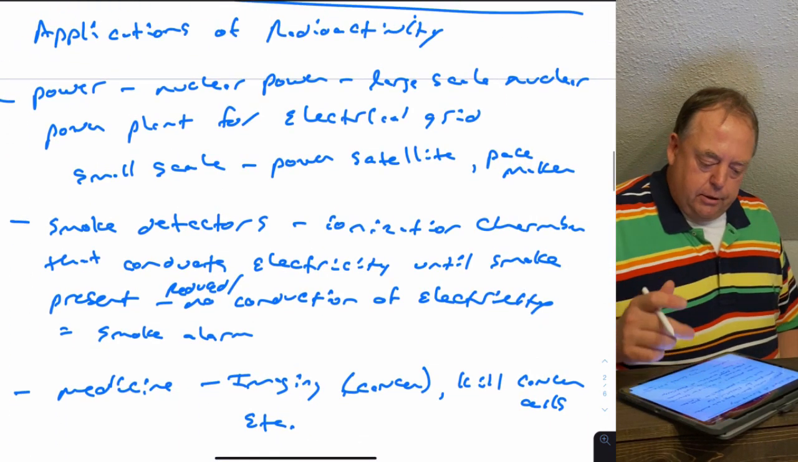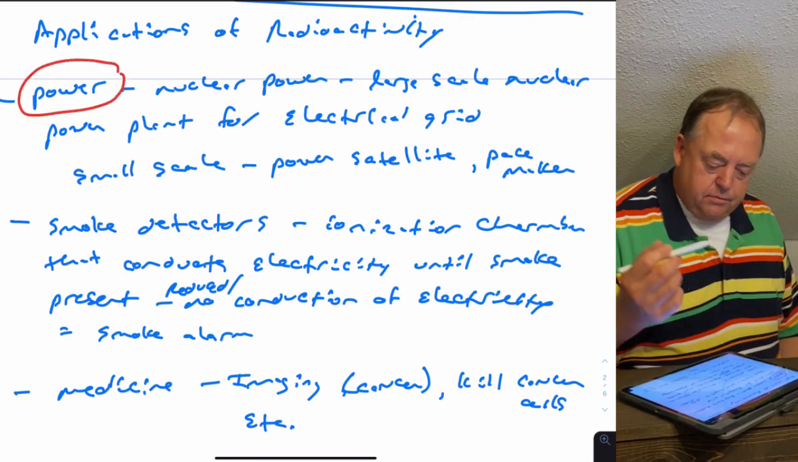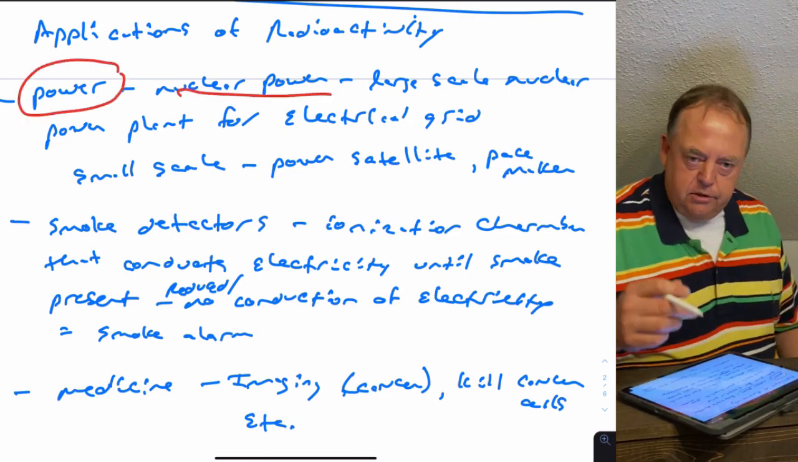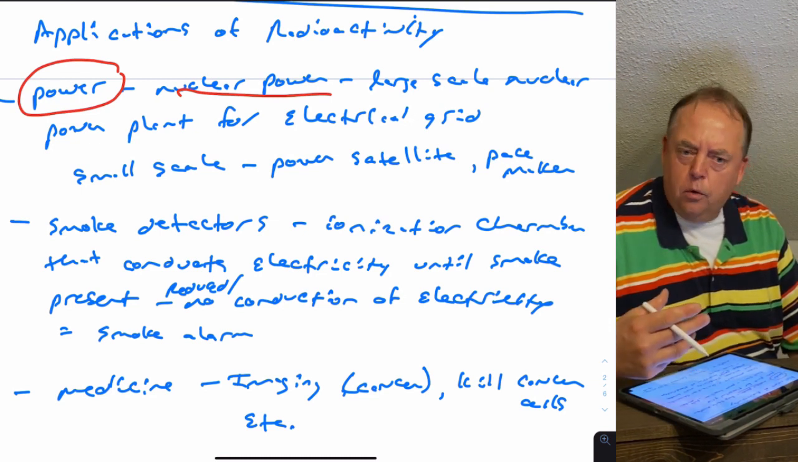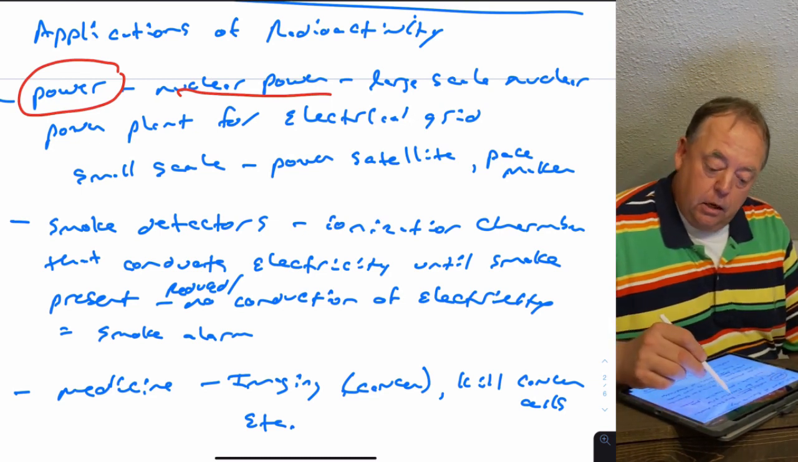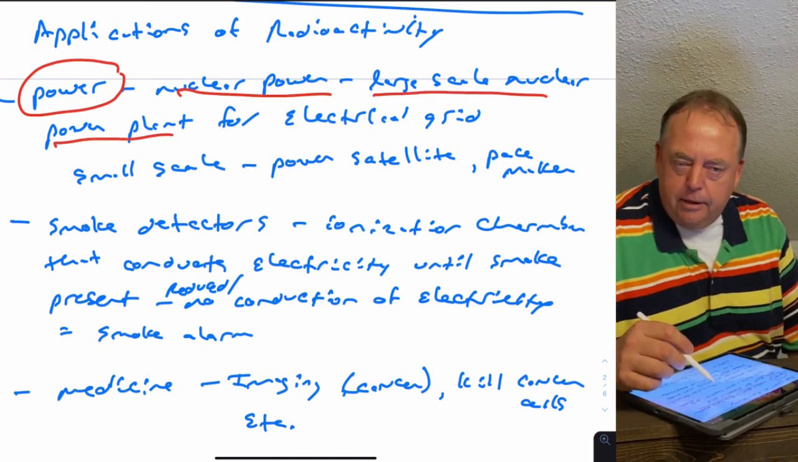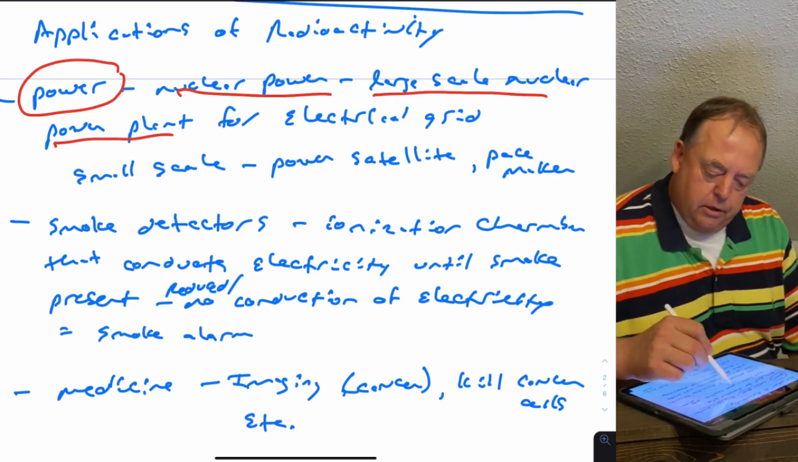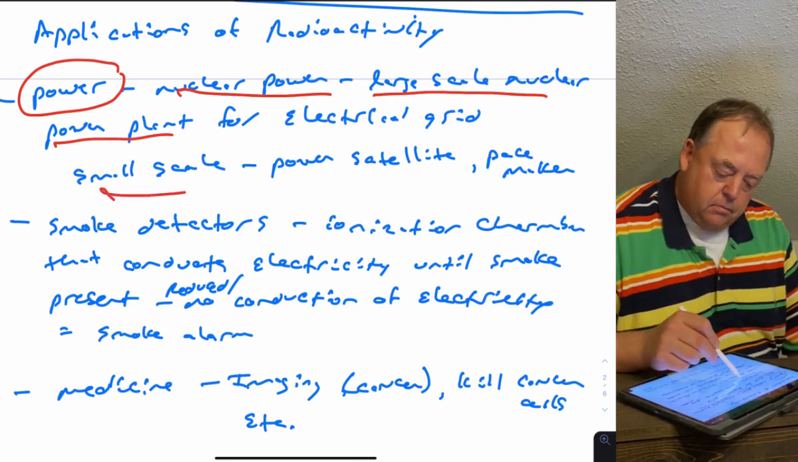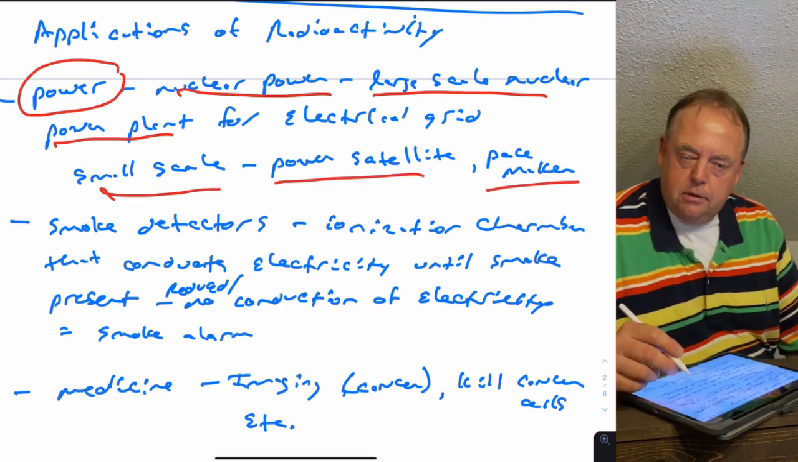Okay, so lastly, look at a few applications of radioactivity. Also, one is in power. So nuclear power plants obviously utilize nuclear reactions. That's the source of power. So we'll go through how that works. So this is going to be on a large scale, like a nuclear power plant. Right? Texas has a nuclear power plant just southwest of Fort Worth. Or it can be on a small scale. It can be used to power satellites, power pacemakers, things like that.